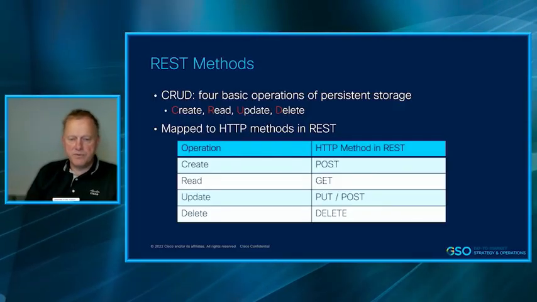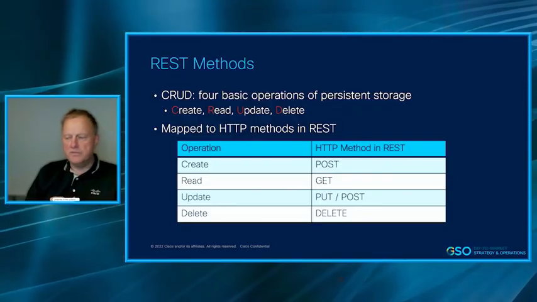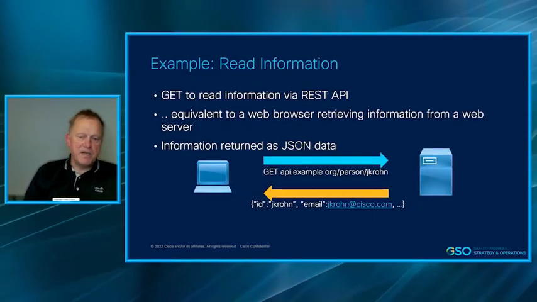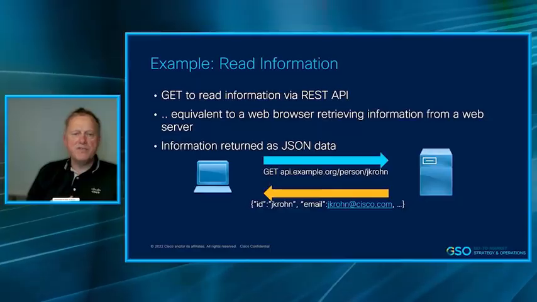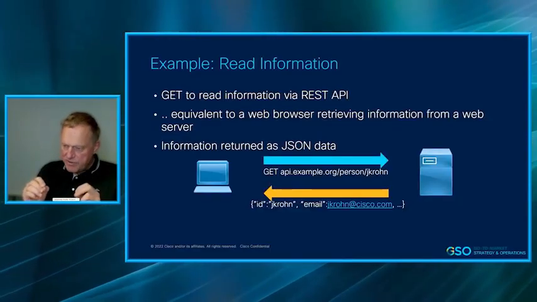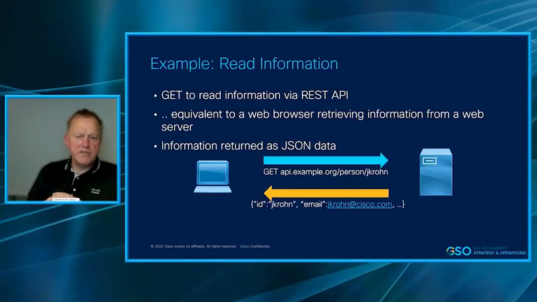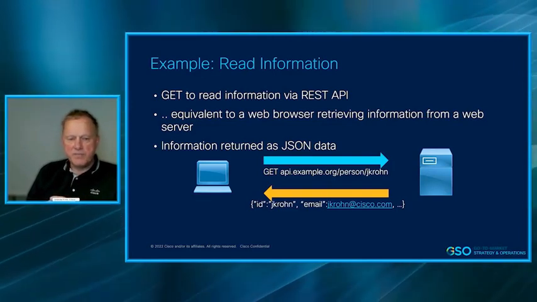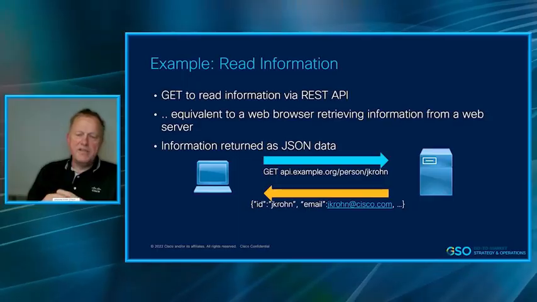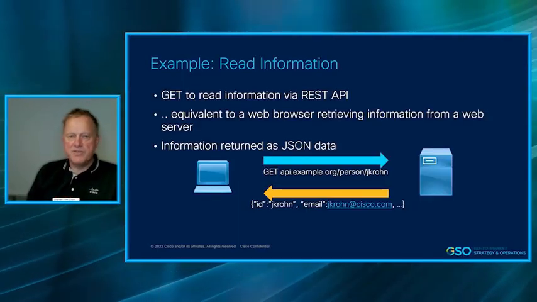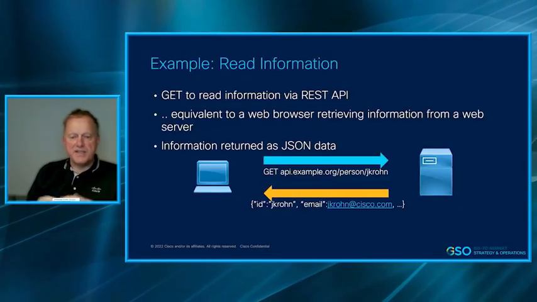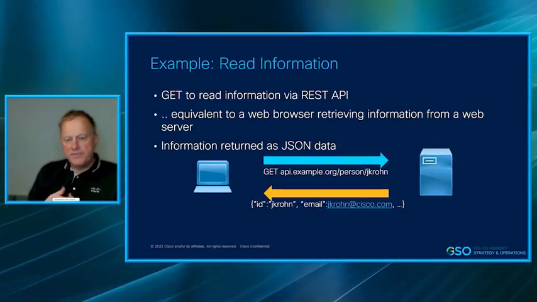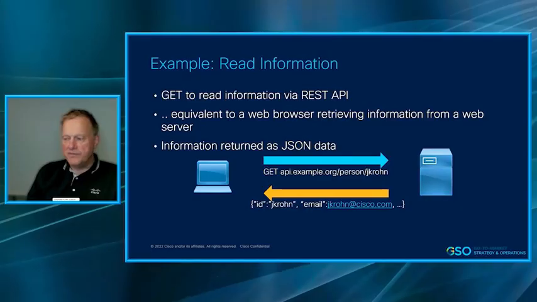So if you want to create something, you could use post. If you want to read something, you use a read method. That's how it works. So as an example, if you want to read information via a REST API, that is, as I mentioned earlier, 100% equivalent to a web browser retrieving information from a web server. The consumer of the API executes an HTTP GET on an API endpoint, and the API server responds with a JSON formatted object, which you can then parse, and that contains the response of the API call you just executed. Another concept that we need to be aware of is the concept of webhooks.